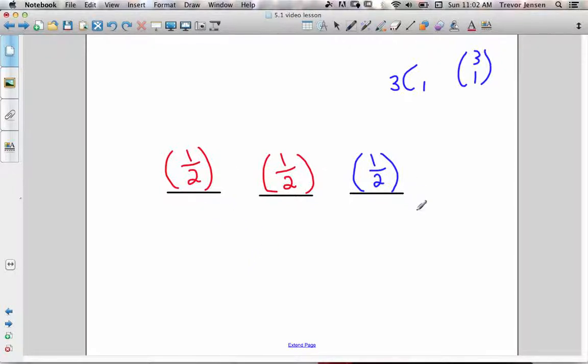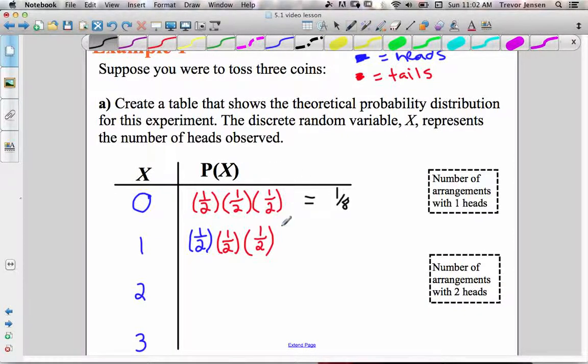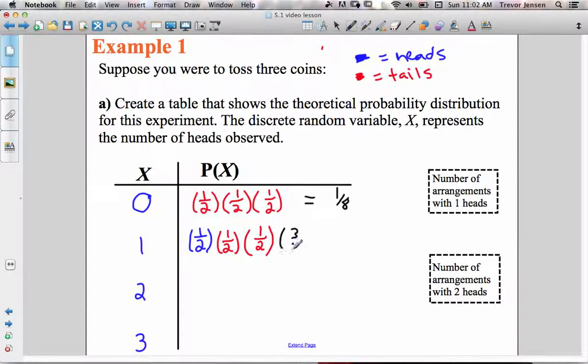It could be tails, tails, heads, or heads, tails, tails, or tails, heads, tails. 3 ways, 3 choose 1. So I need to multiply this by 3 choose 1 because there are 3 ways that I could choose one of these spots to have an outcome of heads.